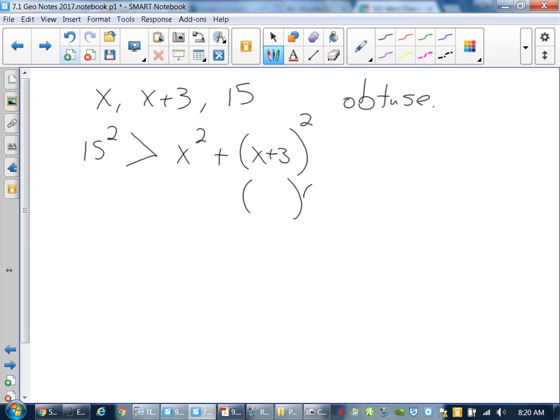You have to remember how to FOIL. When that's simple, you have to multiply binomials together. Okay? Remember foiling?